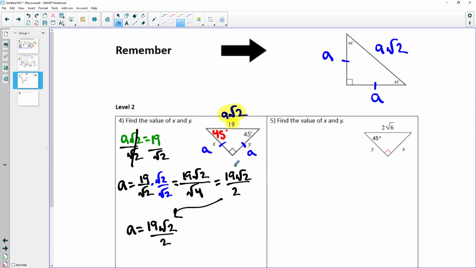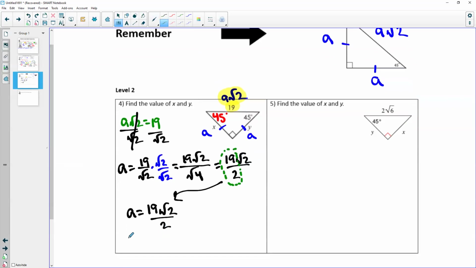Normally we would check to see if we can keep simplifying this, like if I could divide these two numbers and it gave me a whole number, the 19 over 2, but it doesn't. So in this case, we're just going to leave our a value as is, that a is equal to 19 root 2 over 2.